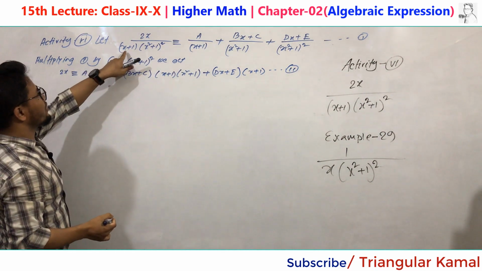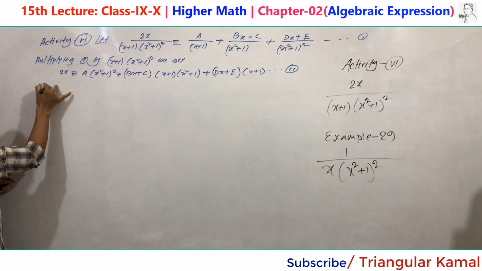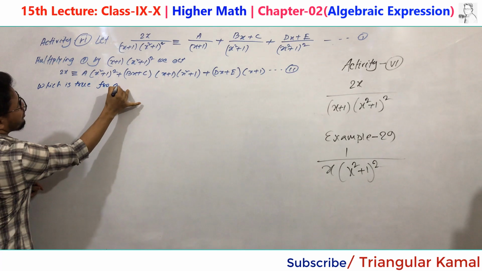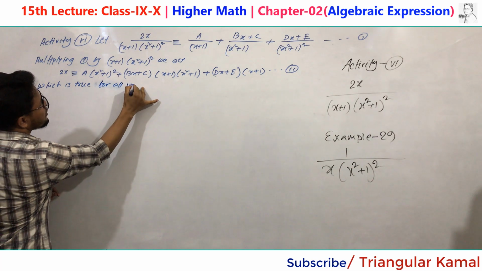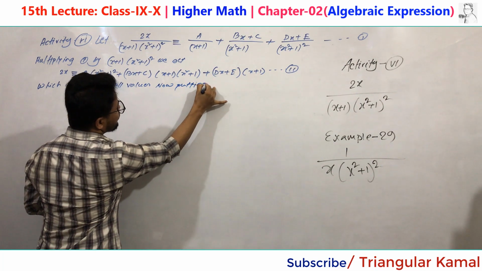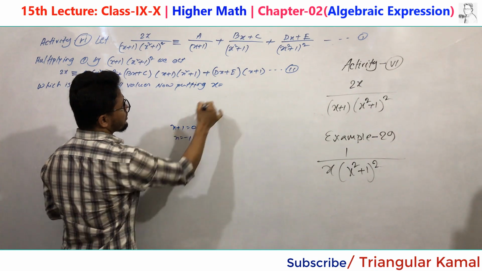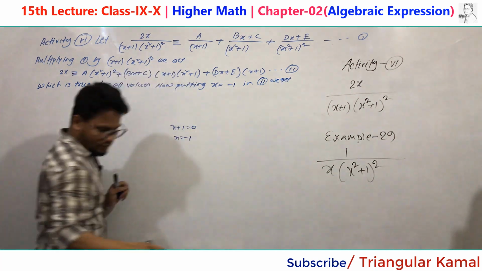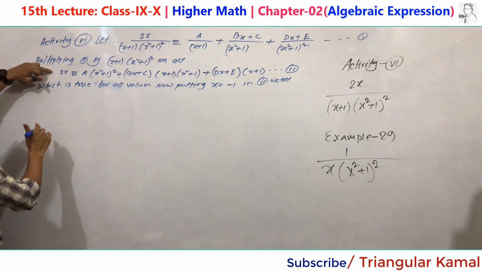Now considering the first factor, x plus 1 equals 0, we will get x equals minus 1. So now you have to write here, which is true for all values. Putting x equal to minus 1, then do the calculation here.